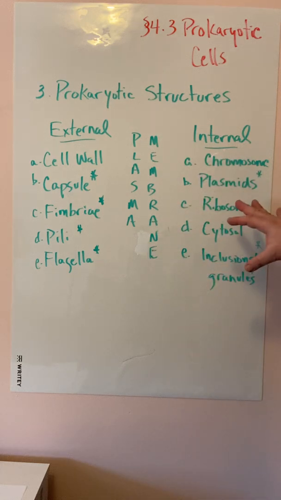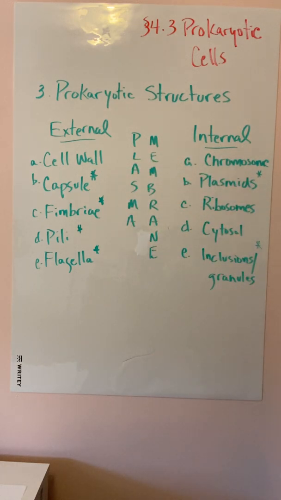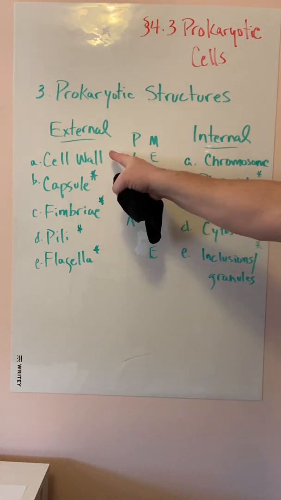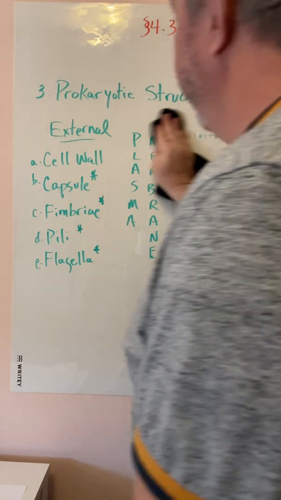So we're going to talk about all of these structures. The ones that I've put stars by are the new structures unique to prokaryotic cells. You're going to need to also know the functions of all these things. I'm not going to talk about the functions of the things you know, the cell wall, the chromosome, the ribosomes, the cytosol, or the plasma membrane. You can go back to cell 1, the very first lesson we did, to find those structures.